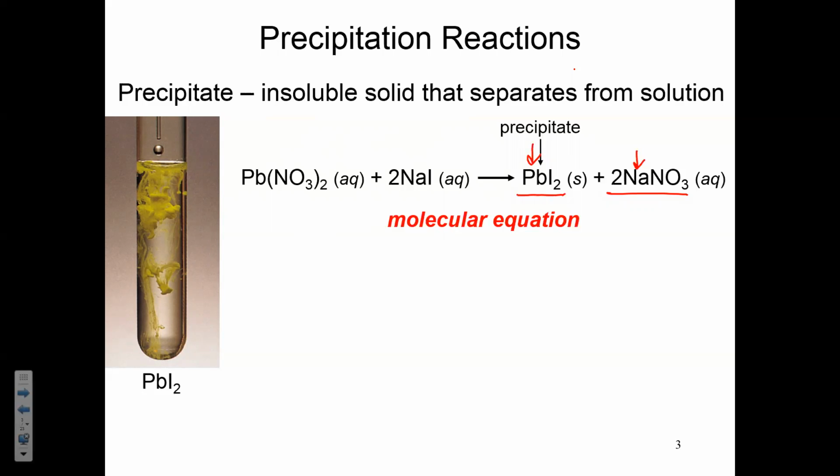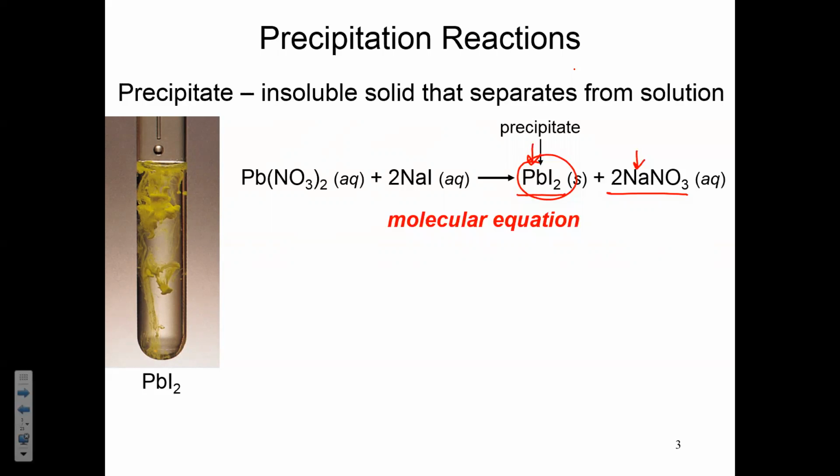All right, so now what do we do with this information? Once we know what our precipitate is, then we can do what we call a molecular equation. We've discussed this once before, but let's break it down. So all of this right here that's written out is our molecular equation: Pb(NO3)2 aqueous plus 2 NaI aqueous yields PbI2 plus NaNO3. That is a molecular equation.